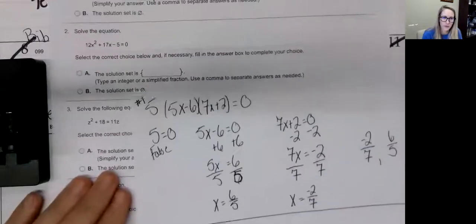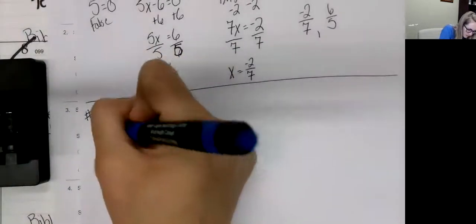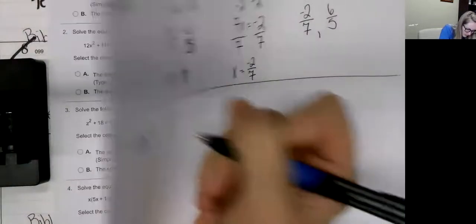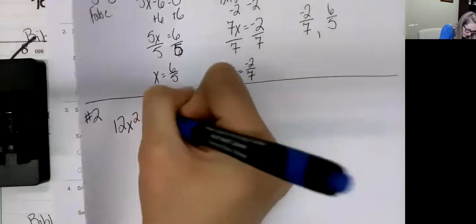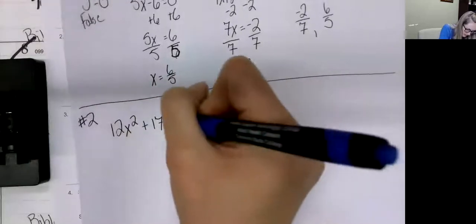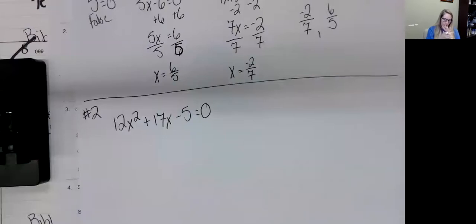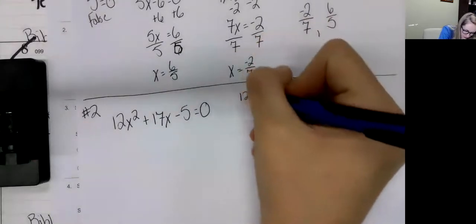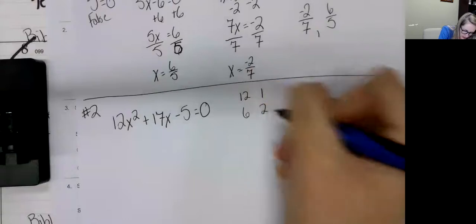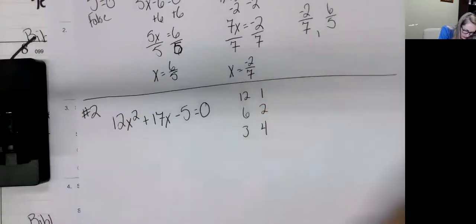Our second problem, 12x squared plus 17x subtract 5. So this one we do have to factor. 12x squared plus 17x subtract 5 equals 0. So when we go to factor this one out, we need to find the factors of 12 and 5 that would multiply and then subtract to get 17. So let's write out our factors over here. We have 12 and 1, 6 and 2, and 3 and 4. Factors of 5 are just 5 and 1.